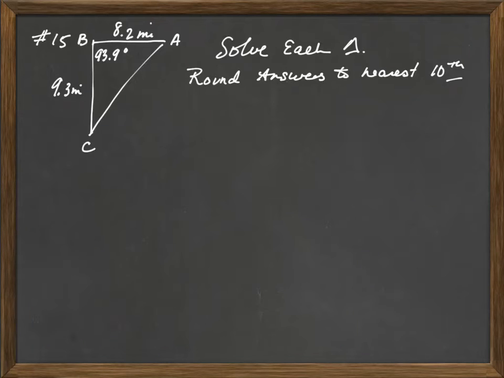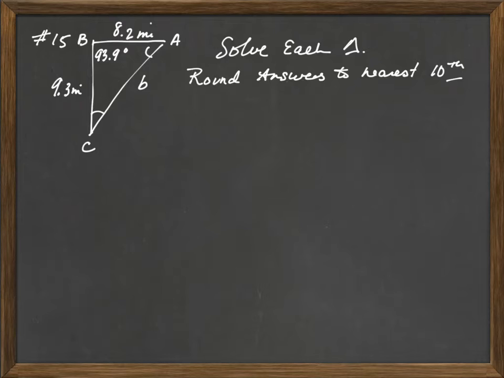Okay, number 15 says solve this triangle. So you've got two sides. You need to find B, small b, and you need to find angle A and angle C. So you've got three things to find. So, okay, let's do that.